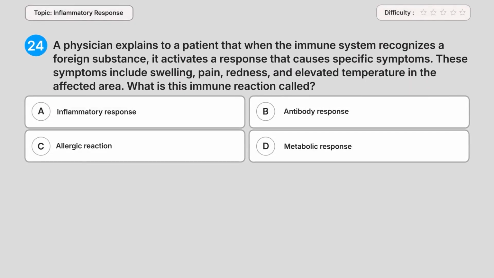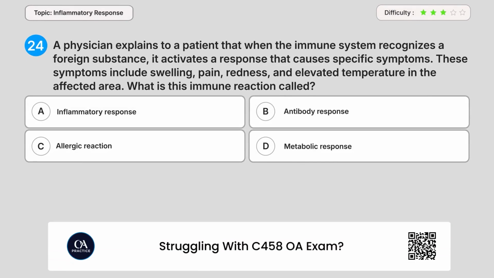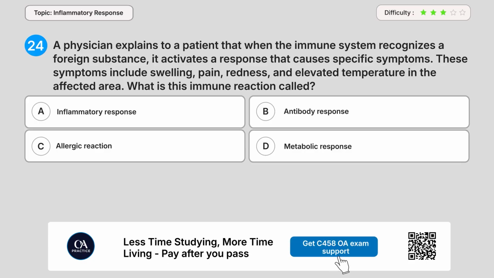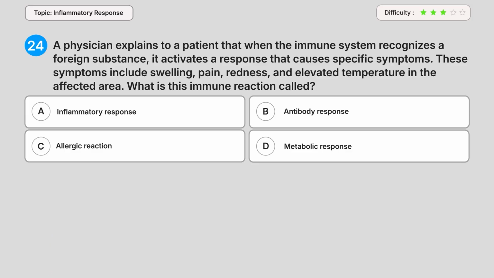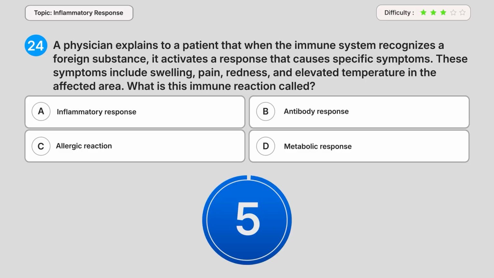24. A physician explains to a patient that when the immune system recognizes a foreign substance, it activates a response that causes specific symptoms. These symptoms include swelling, pain, redness, and elevated temperature in the affected area. What is this immune reaction called? A. Inflammatory response. B. Antibody response. C. Allergic reaction. D. Metabolic response. Do you know the answer?